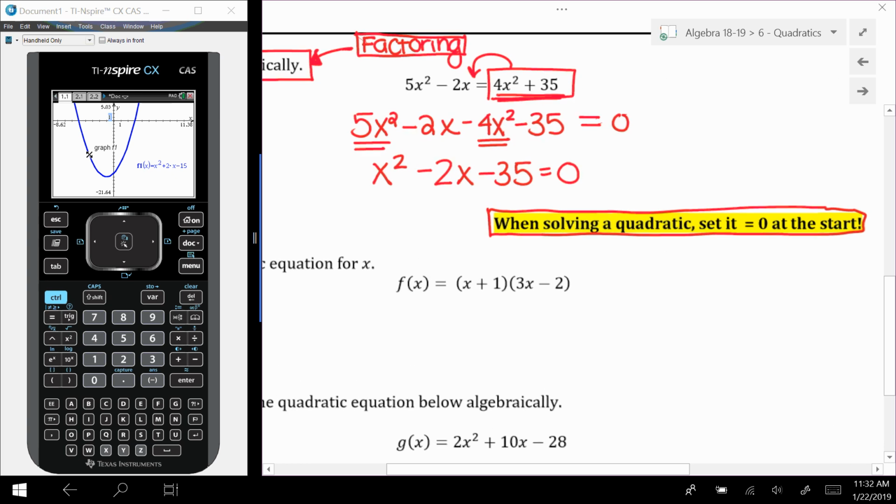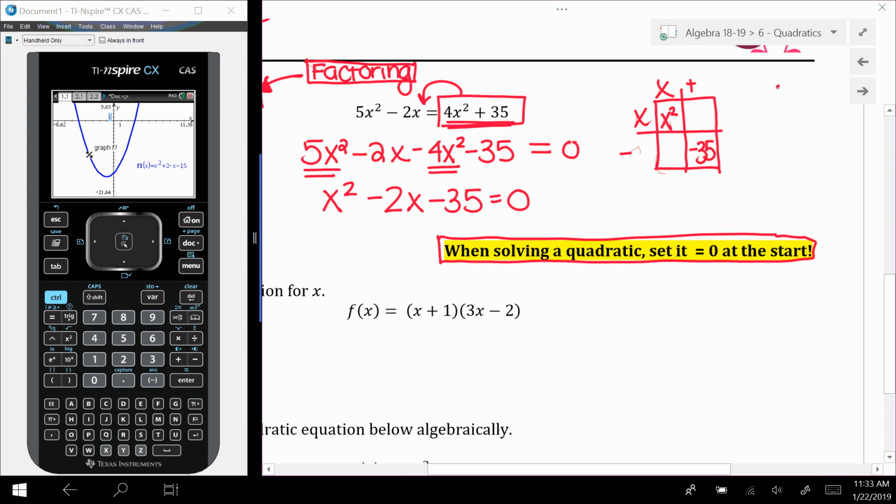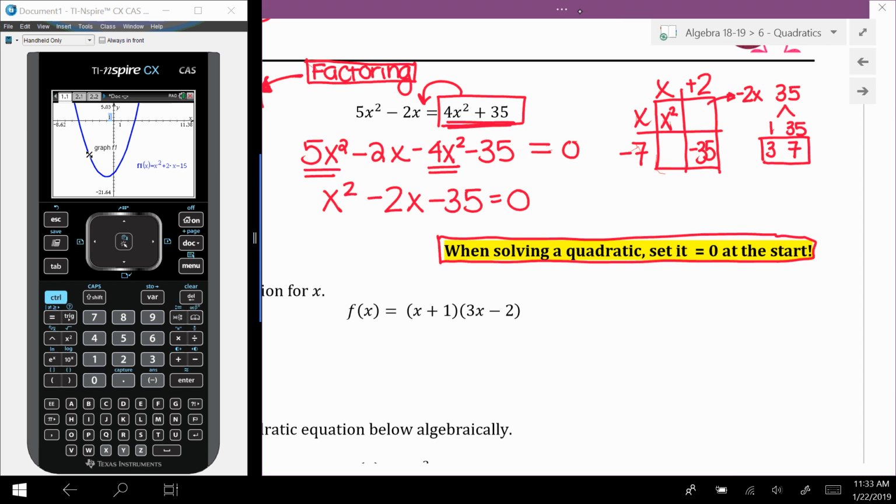So I've got that equal to 0, and so now I'm feeling nice, safe, and sound. I can set up my little box. The x squared goes in the top. The minus 35 goes in the bottom. Because that constant is negative, I know I'm going to have a plus-minus combo. Now I have to figure out the numbers. My options to multiply to 35 are 1 and 35 or 5 and 7. Since my goal is to get to negative 2x, I can combine 5 and 7 to get to negative 2. That would be negative 7 plus positive 5.